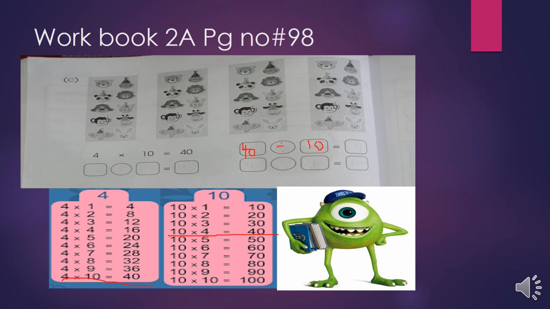I have told you in the table. How many groups will be there? 4. Good. So the division sentence will be 40 in total when we are dividing into a group of 10, or if we circle in a group of 10. So how many groups will be there? 4 groups. When 40 comes in 10 table, 4s are 40.